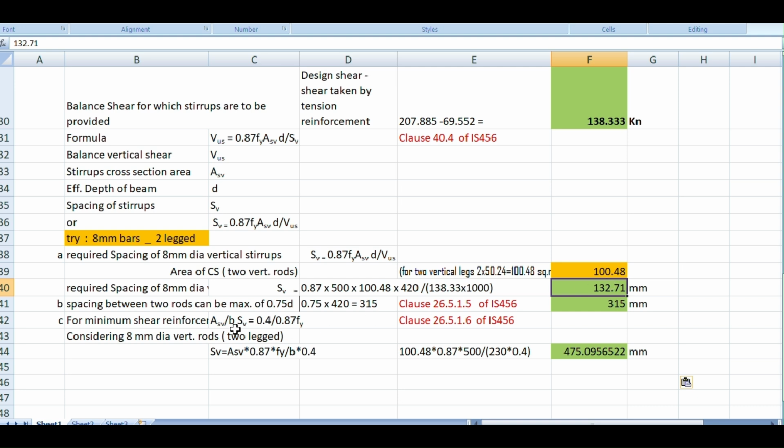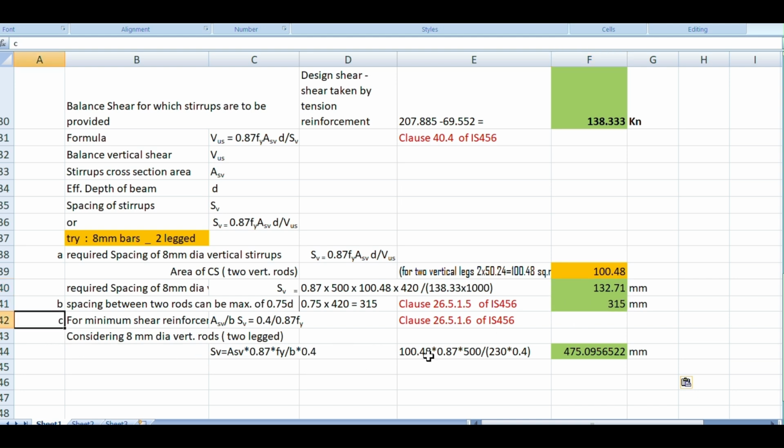But we need to check two more conditions. A, we have designed as per the formula. Then B, the spacing between two rods can be a maximum of 0.75 into d, the effective depth. It comes as 313 mm, which is more than the designed spacing, so we need not worry.